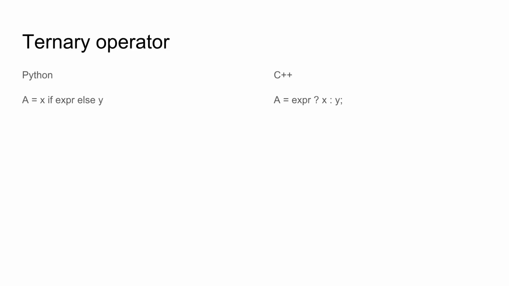You may have seen this expression in Python, a equals x if expression, otherwise y. The evaluation of this expression is x. A will be x if the expression holds true, otherwise it's going to be y. If you want to do that same thing in C++, your variable is equal to expression, question mark. If the expression evaluates to true, you'll get x. If it evaluates to be false, you'll get y. Any questions here?